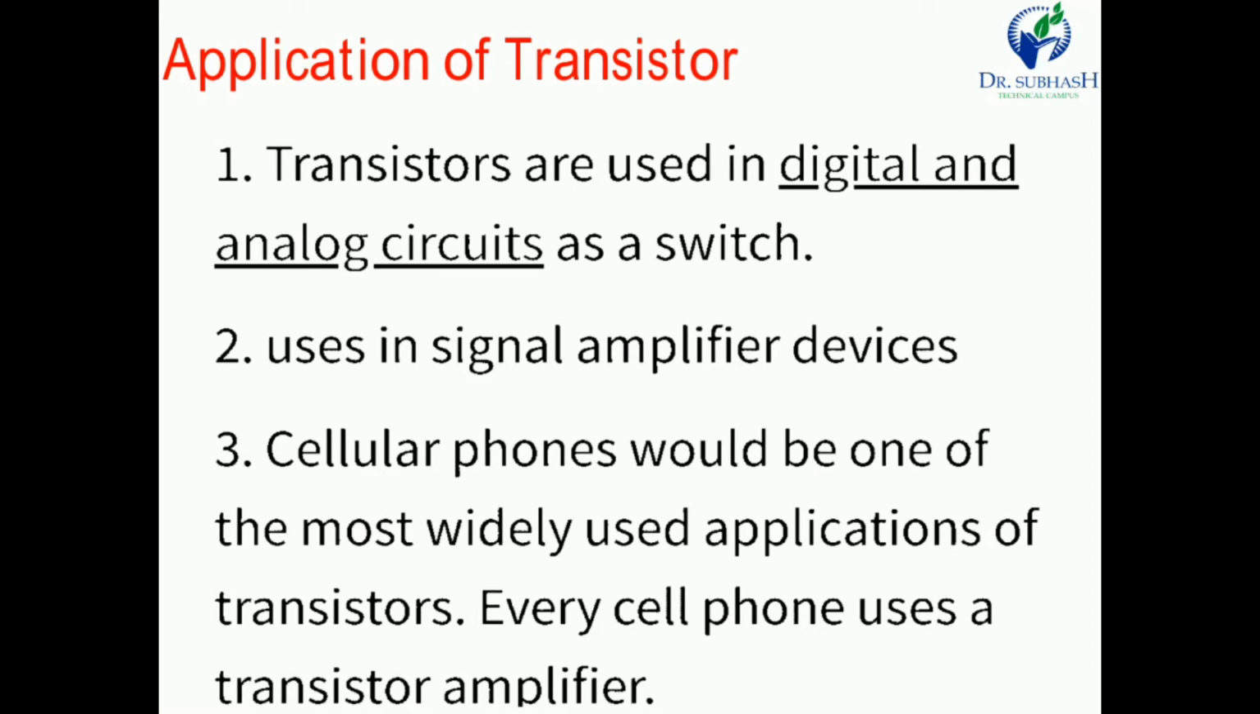Now if you want to design an amplifier, friends, an amplifier is nothing but if you want to increase the strength of our signal, or boost the signal, then an amplifier is required. So if you want to design an amplifier, then a transistor is required. Now in our cell phone, cellular communication would be one of the most widely used applications of the transistor. In our cell phone there are many types of amplifiers, the RF amplifier, audio amplifier, video amplifier. This type of amplifier is made up of transistors. So there is a requirement of transistors.